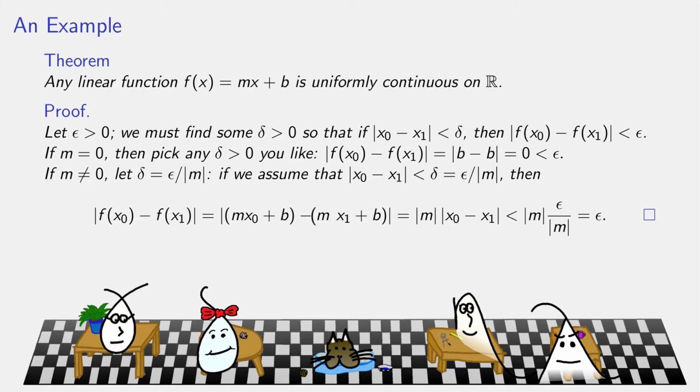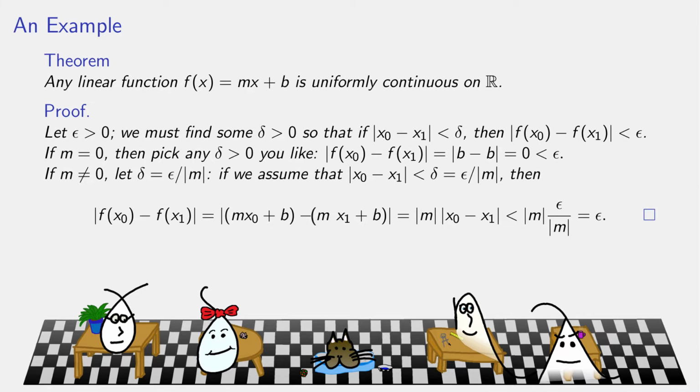But we assumed the distance between x naught and x1 was less than epsilon over the absolute value of m, so those absolute values of m cancel out, leaving behind just epsilon. Overall, assuming that x naught and x1 were within distance delta, I concluded that f of x naught and f of x1 were within distance epsilon. And that's it. That's the proof.